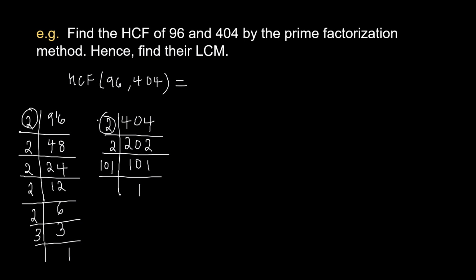So let's mark the common factors. So 2 is common, again 2 is common, and we are done. So HCF of 96 and 404 is 2 into 2, which is equal to 4. So we have found HCF by prime factorization method, and now we need to find the LCM. So we'll find the LCM using the formula.